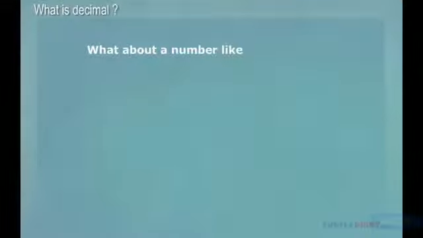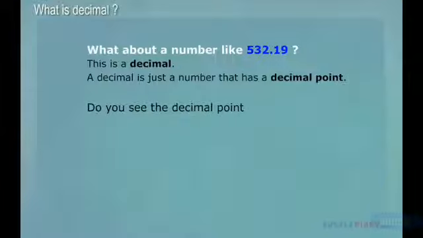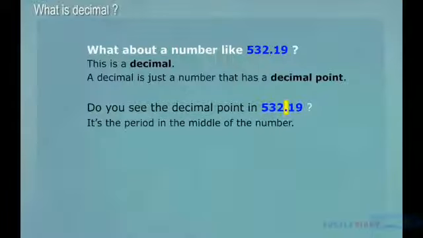What about a number like 532.19? This is a decimal. A decimal is just a number that has a decimal point. Do you see the decimal point in 532.19? It's the period in the middle of the number.